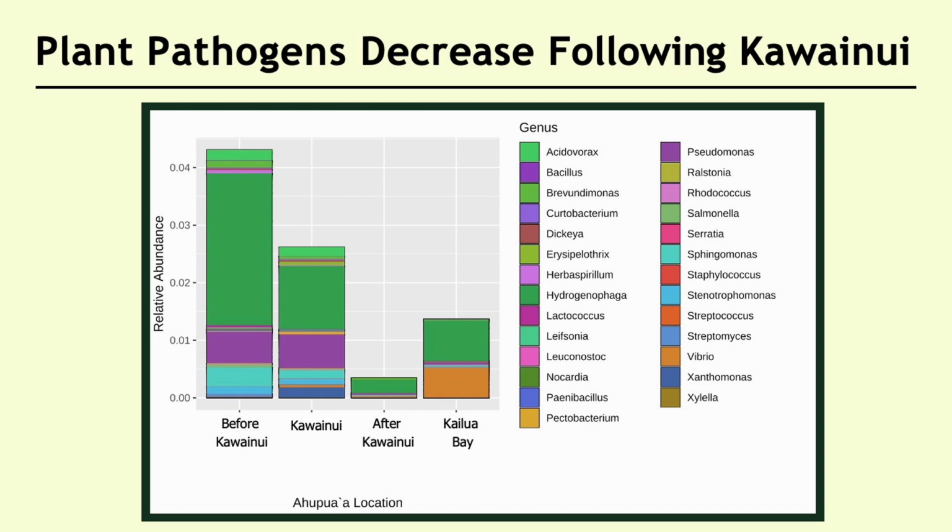And we can see that before Kawainui, plant pathogens take up roughly 4%. In Kawainui, they take up roughly 2.5. After Kawainui, they take up 0.05. And in Kailua Bay, they take up roughly 1.5%.